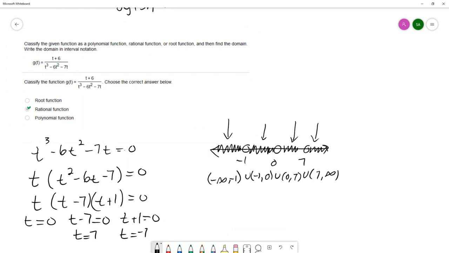So this is going to be our domain. Our domain is every real number except for negative 1, 0, and 7. And this is how we write that in interval notation.